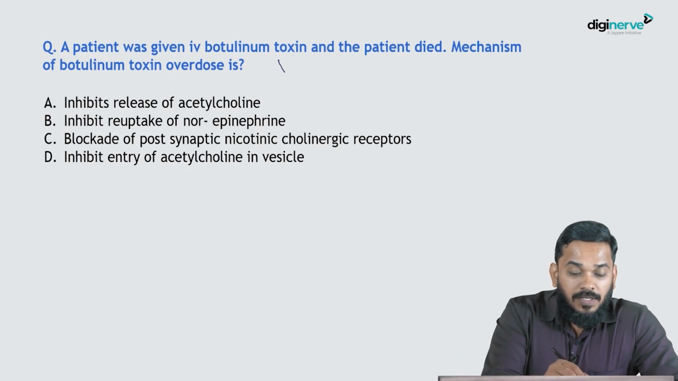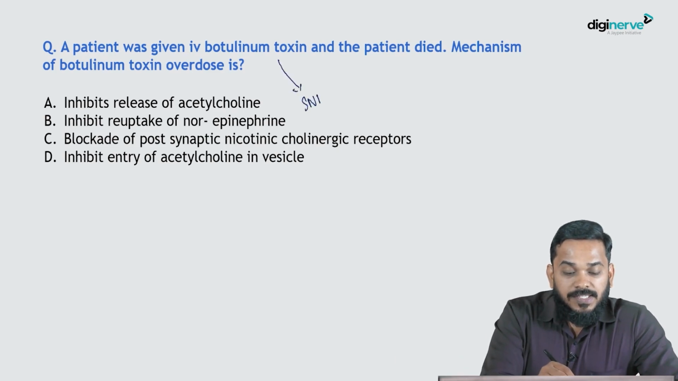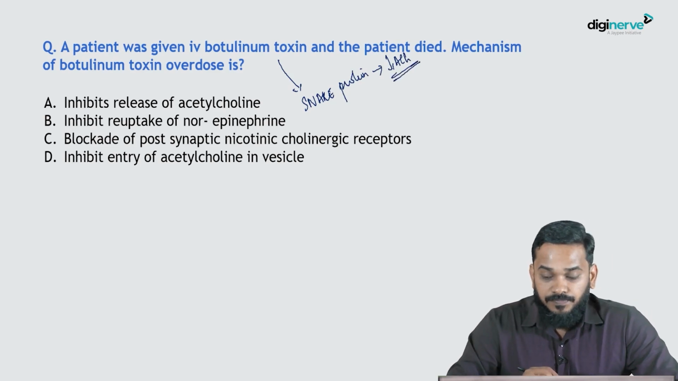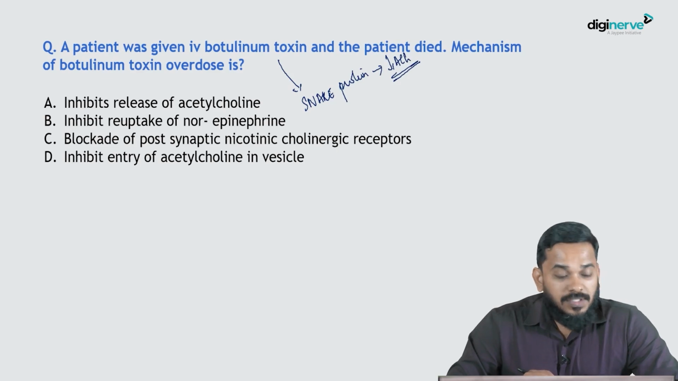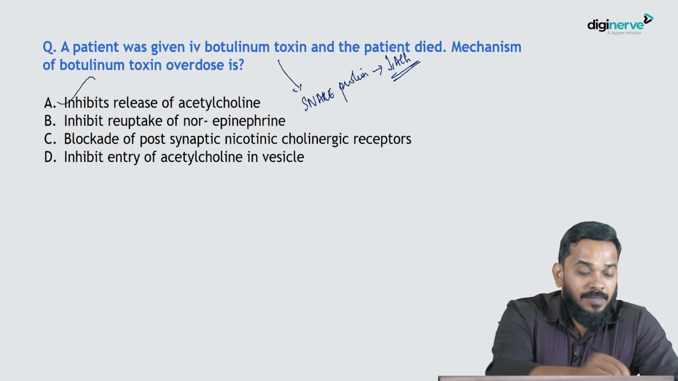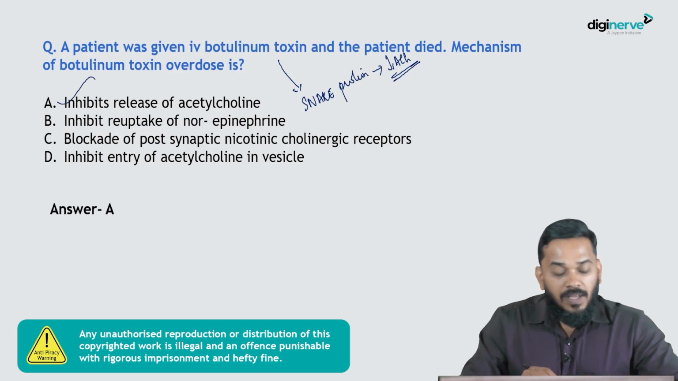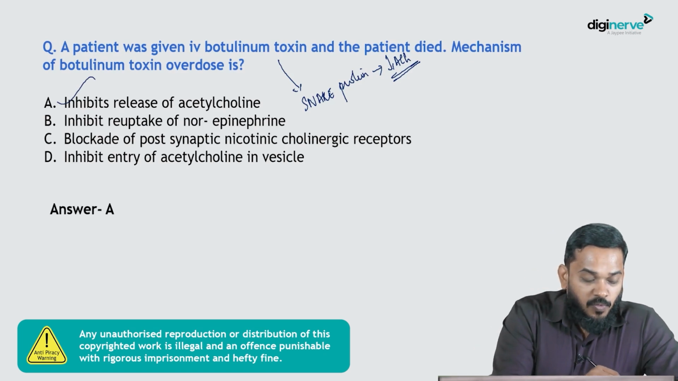Botulinum toxin acts on a protein called as SNARE protein and thereby inhibit the release of acetylcholine into the synaptic cleft. So botulinum toxin, the mechanism of action is inhibition of release of acetylcholine. That is the answer. Botulinum toxin has been approved for the treatment of many conditions.